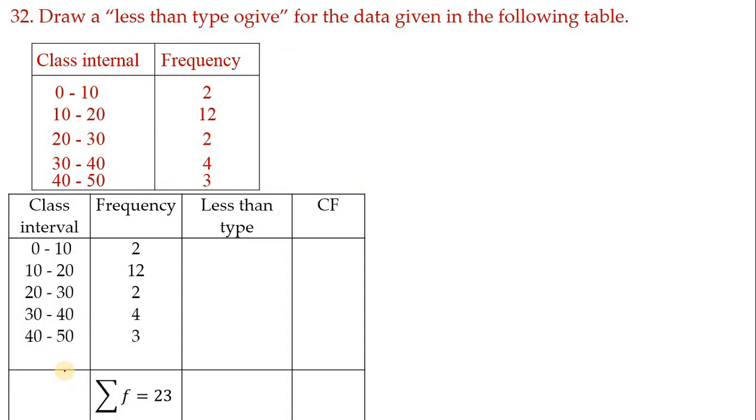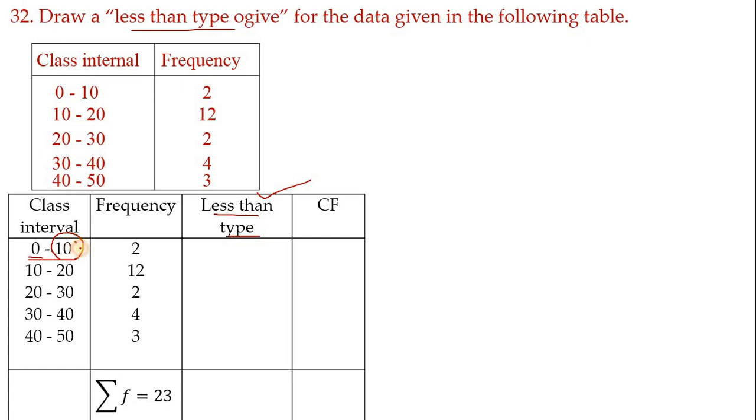CF means cumulative frequency. If you are preparing for more than type, this column will be more than type. In case they have given the problem like more than type and frequency, in that case no need to prepare the table. Here class interval and frequency is given, hence we are preparing the table. Now how to prepare the less than type? Very important. Whenever you are preparing a less than type table, you have to concentrate on the class interval, and in the class interval the highest limit, not the lowest limit. You have to concentrate on the highest limit.